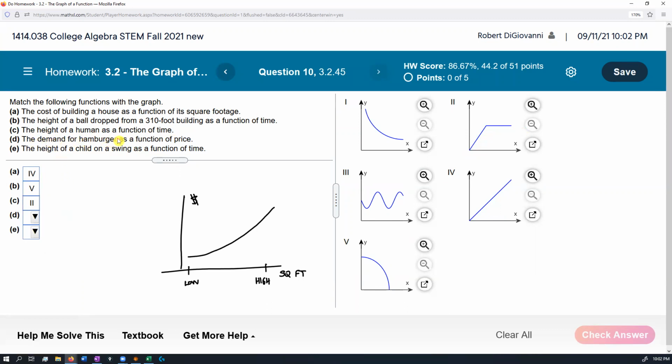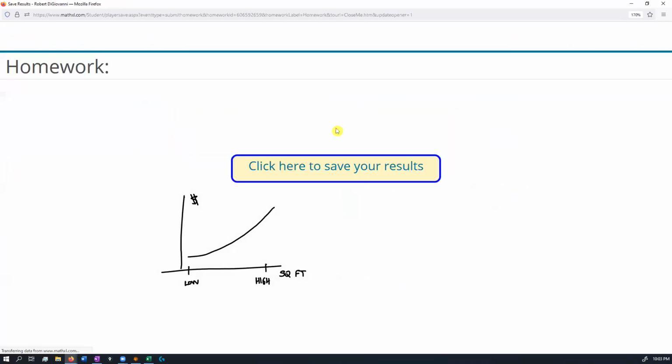The demand for hamburgers as a function of price. If the price is really low, a lot of people want hamburgers. If you increase the price, the demand gets lower. So that should be the first one. And then the height of a child on a swing. They're saying not how tall the child is, but as they swing, they go up and down, so it's going to be like this. So, there. I think we're done. All right, done with this one.